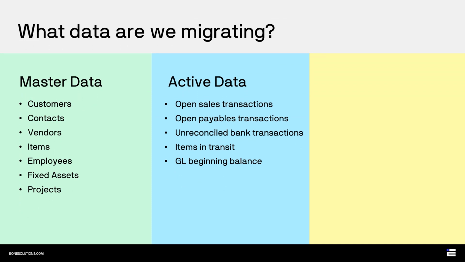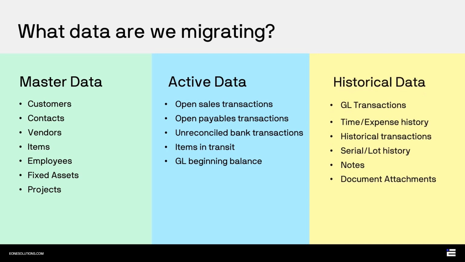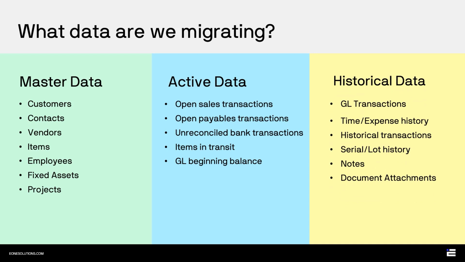You'll need master records, such as customers, vendors, and items to transact against, as well as active data, such as unpaid invoices and opening balances, to pick up where you left off. The rest of your data is historical. This data isn't edited by users after the migration, but they will need to access it to stay informed and make decisions in the future.